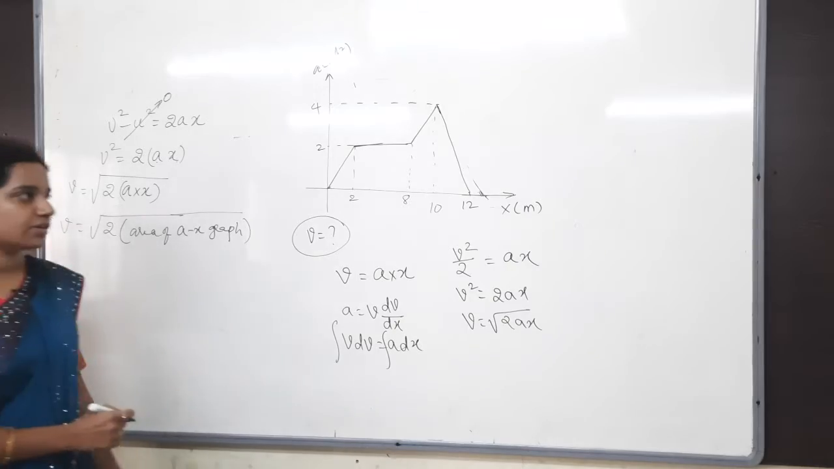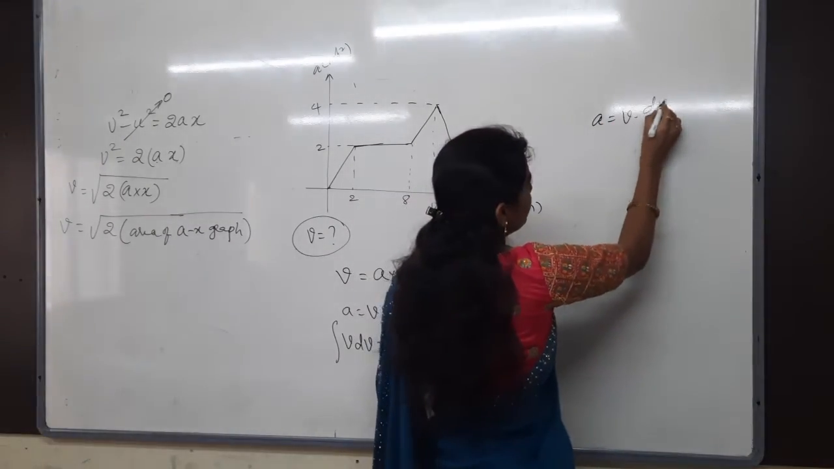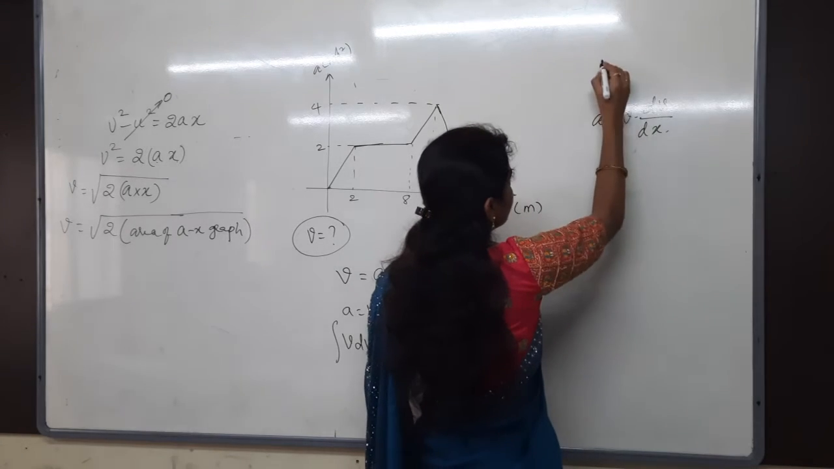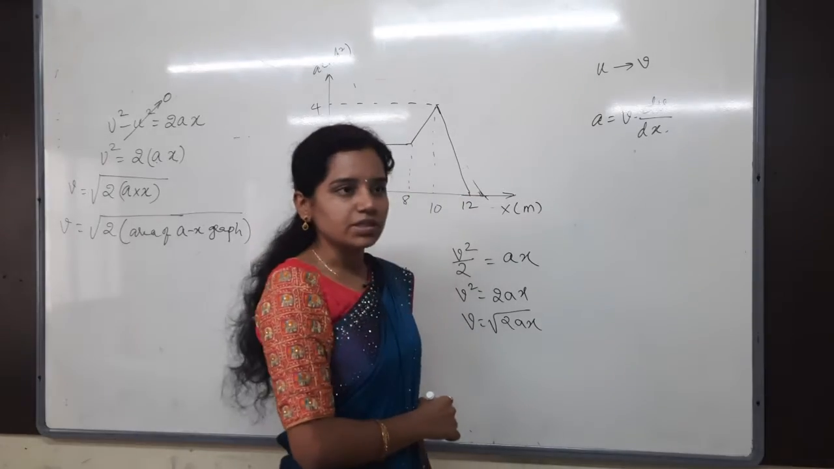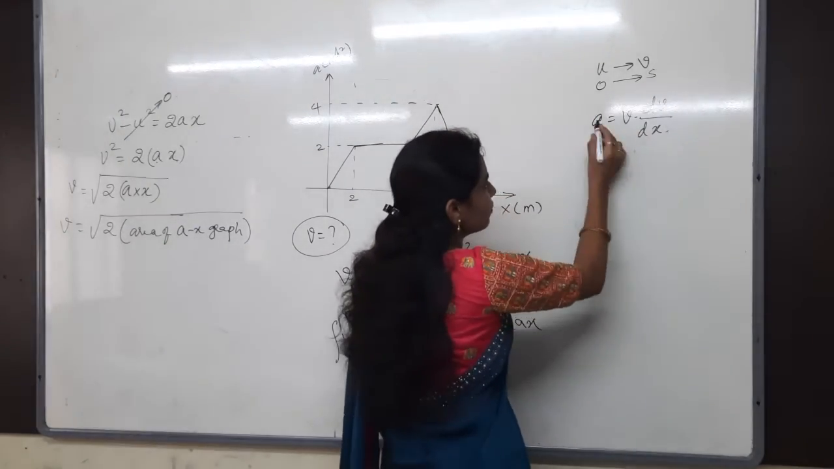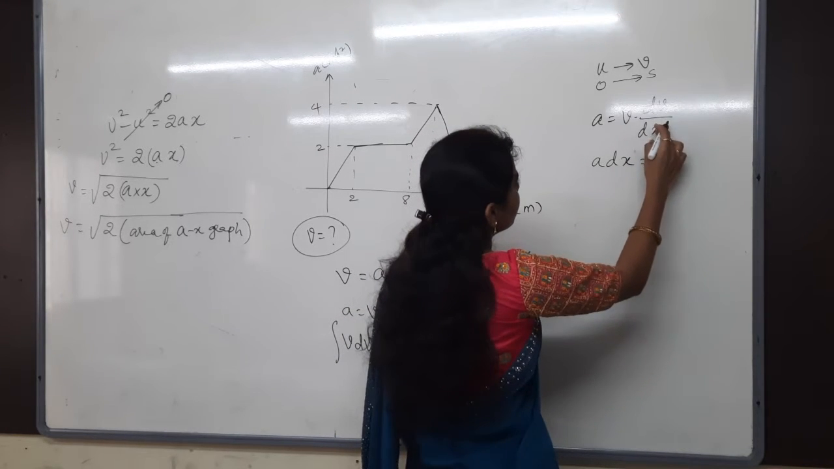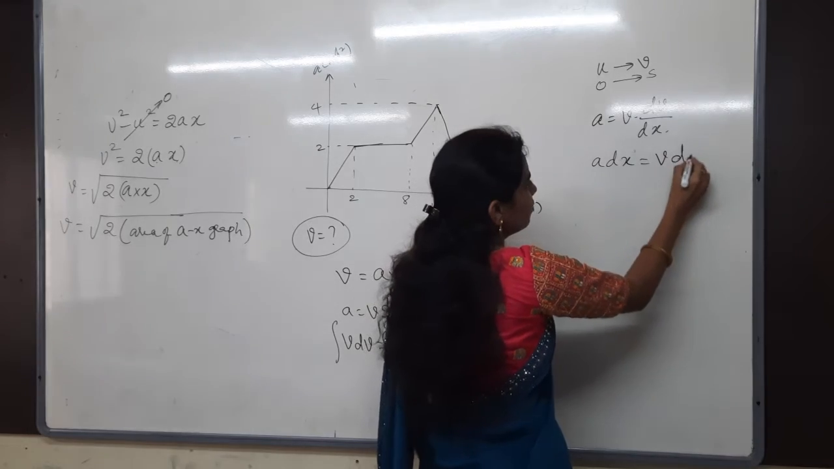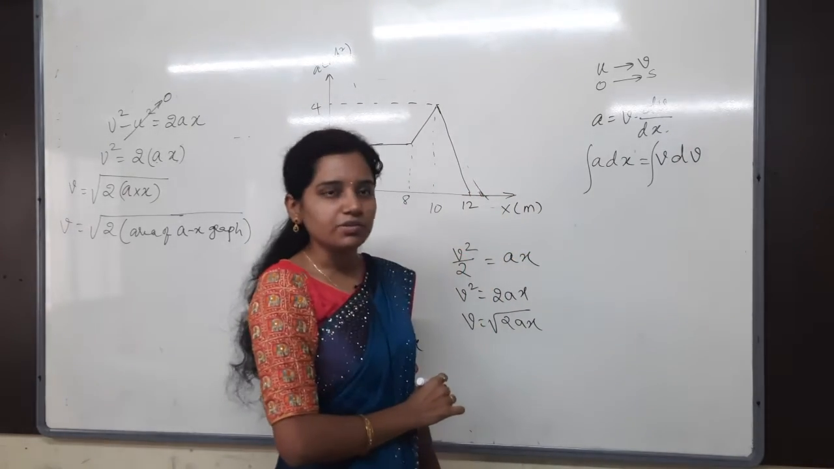From this only, whenever I take a = v dv/dx, if the velocity is changing from u to v and the position is changing from 0 to s, then what can I write this as? a dx = v dv. Then the integration of v dv is equal to the integration of a dx.